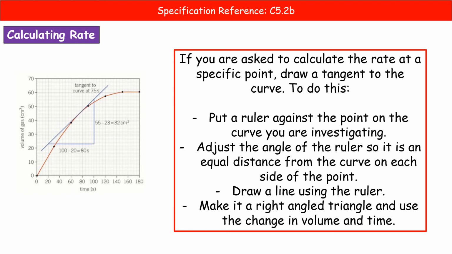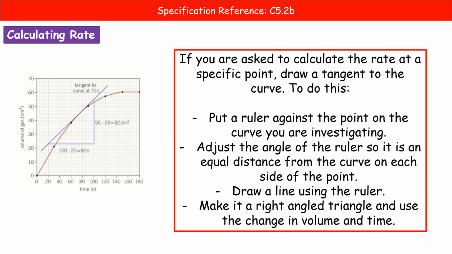If they're being a little bit meaner, they could ask you to calculate the rate at a specific point. They would say, what is the rate at, and I think this is 75 seconds. So what is the rate of reaction at 75 seconds? To start, we have to draw a tangent to the curve. So get your ruler out, place it against the curve, and make sure that it's touching, obviously, at point 75, and then just make sure that on each side it is roughly equal distances from the curve itself. Draw yourself a nice line there.